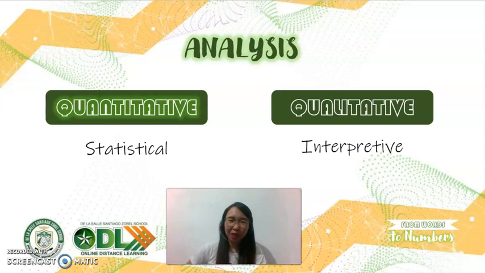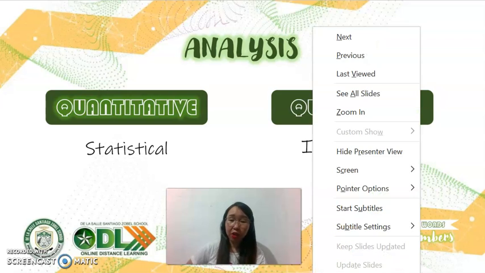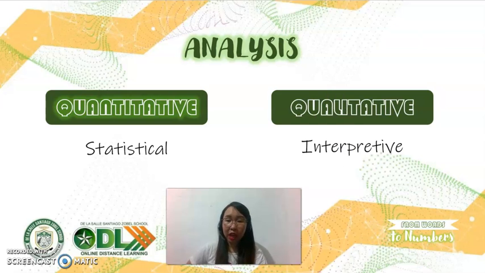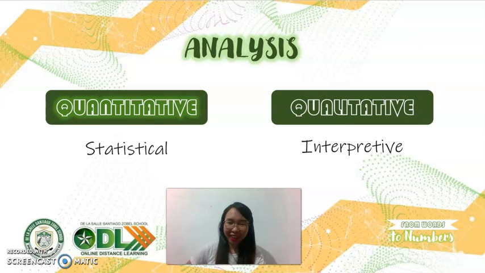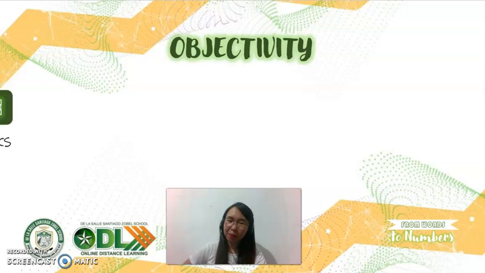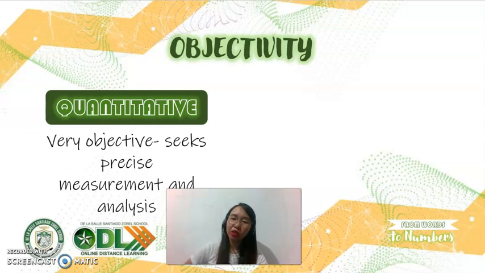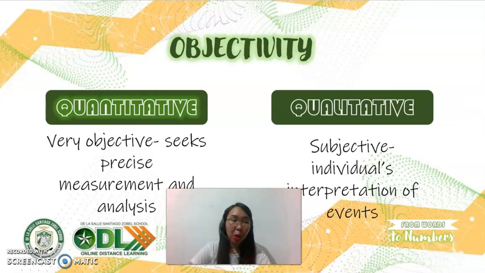Okay, next one. They're also very, very much different in terms of objectivity. Quantitative research is very much objective because it seeks precise measurement and analysis. Meanwhile, qualitative research is very subjective because it deals with the individual's interpretations of events, the individuals on the part of the respondents and the individual on the part of the researcher.